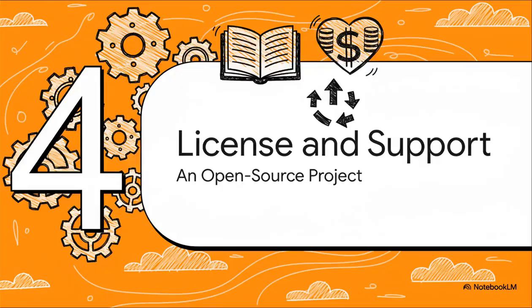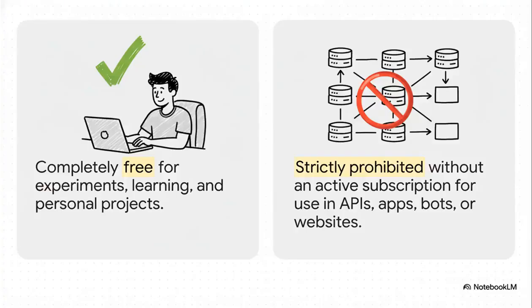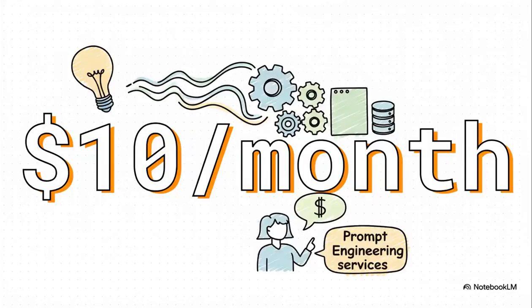Finally, let's talk about the practical stuff, how the project is licensed and how you can chip in and support its development if you want to. The licensing is super clear and simple. For any personal use, learning, experimenting, making stuff for yourself, Promptbani is totally free. But if you want to use it for commercial stuff, like putting it in an app or a bot, you do need a subscription. And that commercial subscription is just $10 a month. This is for if you're using it to power a service, build an application, or even sell prompt engineering services that rely on its logic.